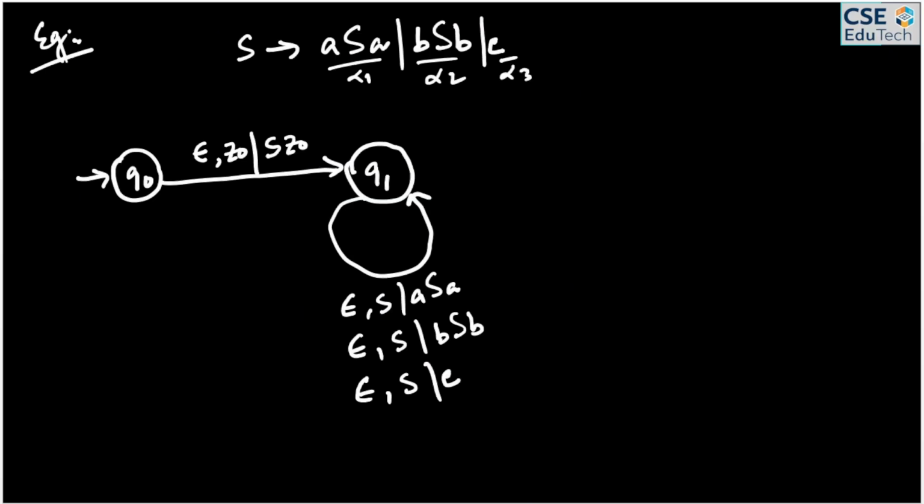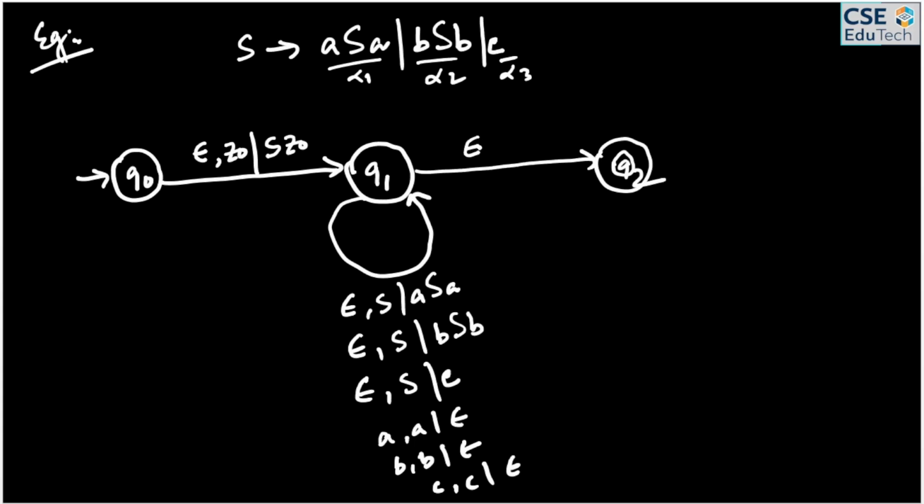And for all the terminals, here 3 terminals are there: a, small b, and c, we have to make transitions of this form. A will be replaced by null, B will be replaced by null, C will be replaced by null. Now step 3 is complete. Now the final move from Q1 to Q2: it reads only epsilon, that is the string is exhausted, the stack top is Z0, and it is replaced by Z0 and reaches the final state Q2.